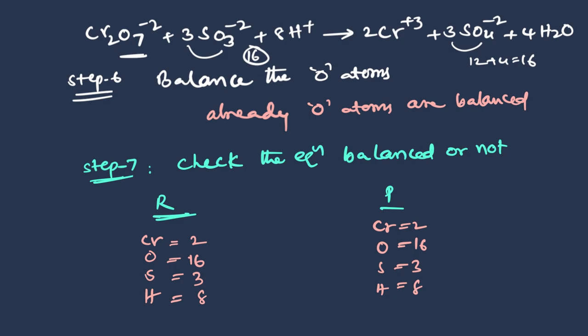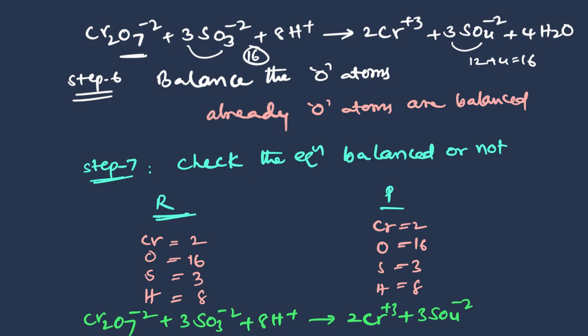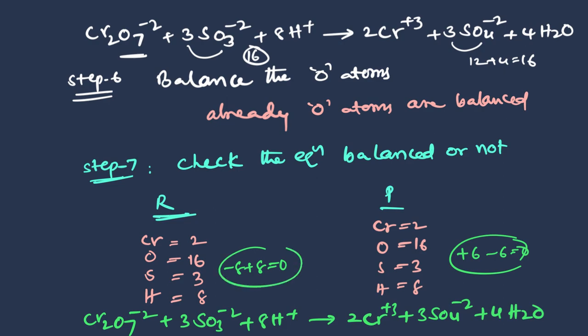So the final equation is Cr2O7 minus 2 plus 3SO3 minus 2 and 8H plus gives rise to 2Cr plus 3 plus 3SO4 minus 2 plus 4H2O. Finally, we can also check the charge: the left side is minus 8 plus 8, that is 0, and the right side plus 6 and minus 6 is 0, therefore the charge is also balanced. Finally, this is the balanced final equation.